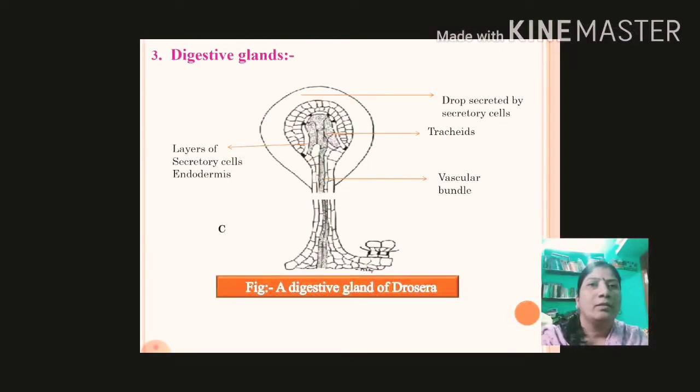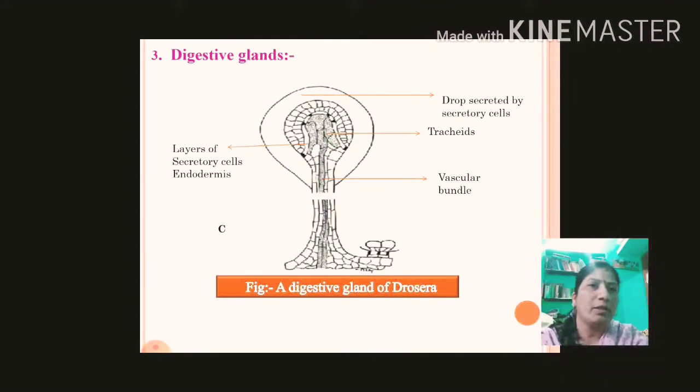Third one, digestive glands. What is meant by digestive glands? The picture shows a drop secreted by the secretory cells. The gap of the ear-like structures is a drop secreted by the inner secretory cells.